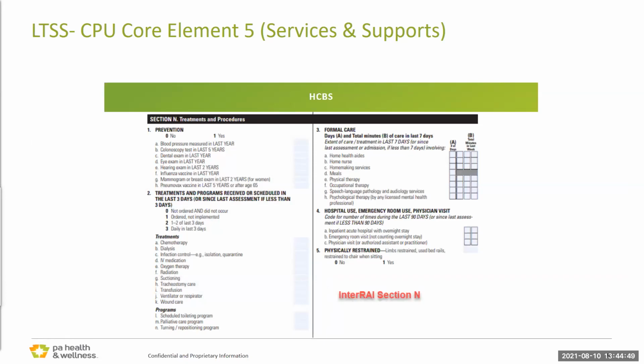And then for HCBS and the interRAI, if you look at section N, which is treatments and procedures, you'll be able to fill out areas of this. A lot of it is going to be related to question number 3, which is formal care. It'll allow you to list the minutes and the days that the person's receiving different types of formal care. So that can be home health, which in this case would be PASS, a home nurse, which would actually be home health, homemaking services, meals, physical therapy, OT, etc.